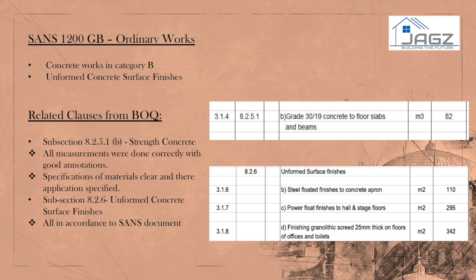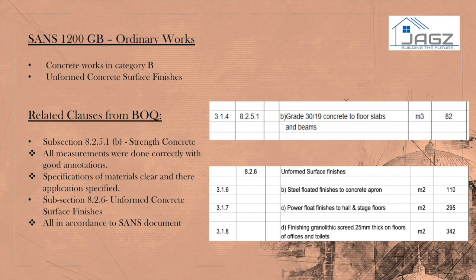The grade and strength of the concrete is clearly provided in our case study, and it is stated as grade 30 MPa by 19 mm concrete. The position or element to be cast is specified. The concrete casting is to floor slabs and beams. The unit of measurement was cubic meters, and therefore the section in our case study has correctly measured in accordance to SANS 1200 GB.